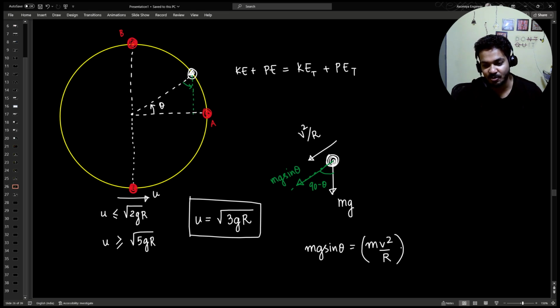Trisha, tell me if this is a force. Okay, thank God it is not a force. M into v square by r, mass into acceleration.